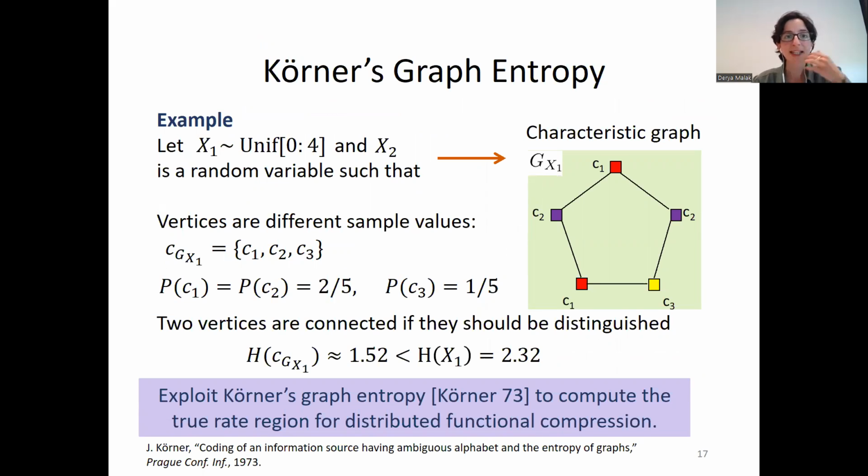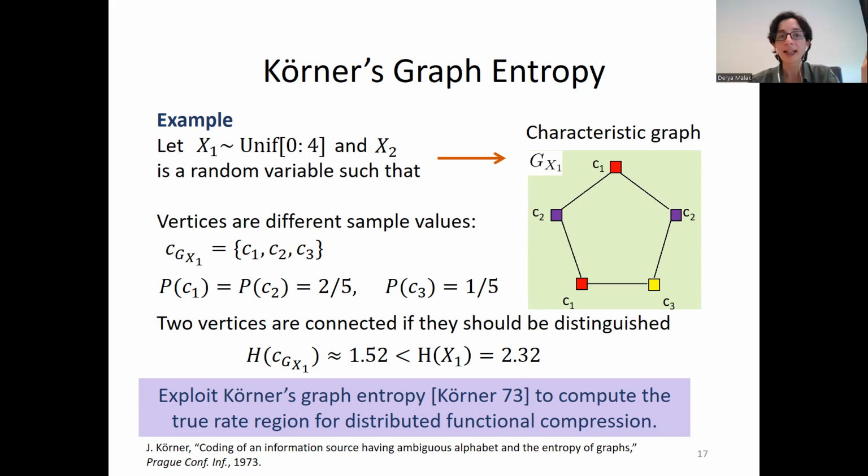Here the idea is based on Körner, and again, the work was done in 1973. The idea is to use characteristic graphs. What is a characteristic graph? A characteristic graph has a set of vertices. The vertices are the possible values that a random variable can take. We want to compress X1. It can take 5 different values uniformly at random. So this graph will have 5 vertices.